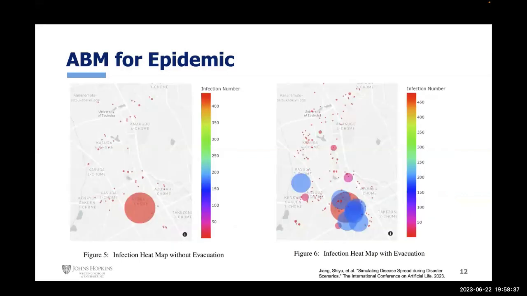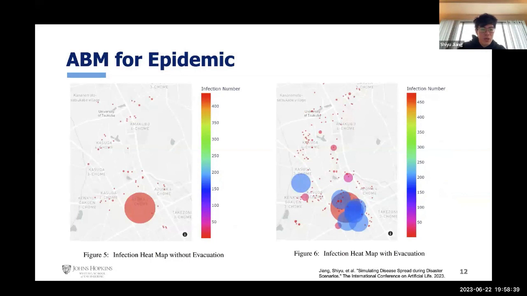Okay, and here we have the geographical visualization, rendered using the OpenStreetMap geographical information. And so these two figures show the evacuation and without-evacuation scenarios.